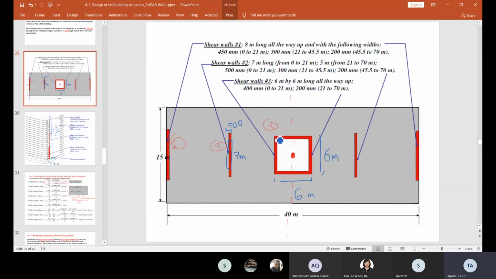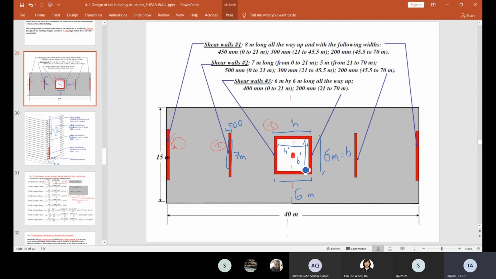So let's say the length of this one is h, and then this one is b, and then the dimension inside the hollow is h prime, and the dimension inside the hollow for this length is b prime.